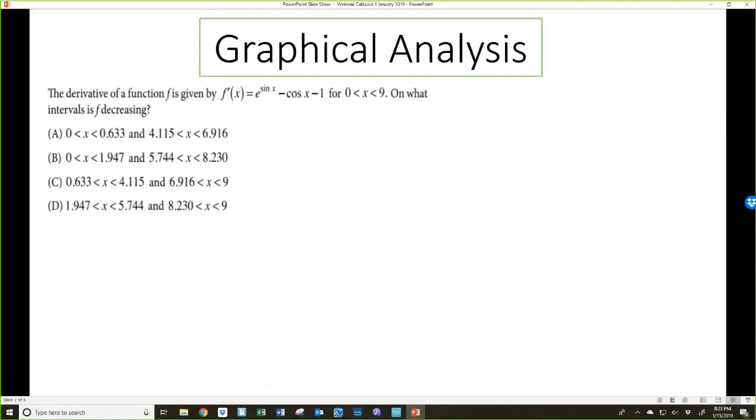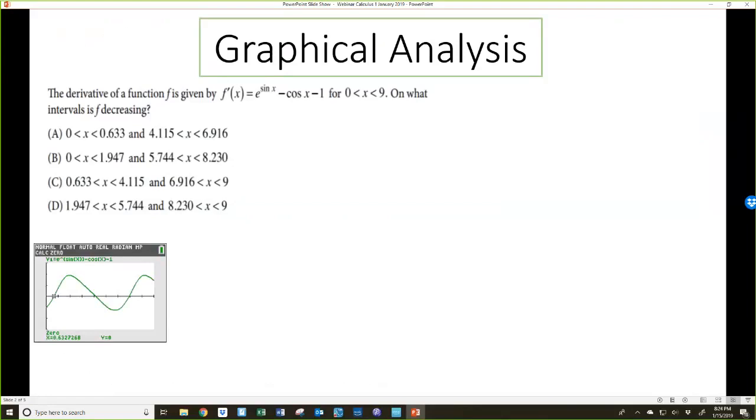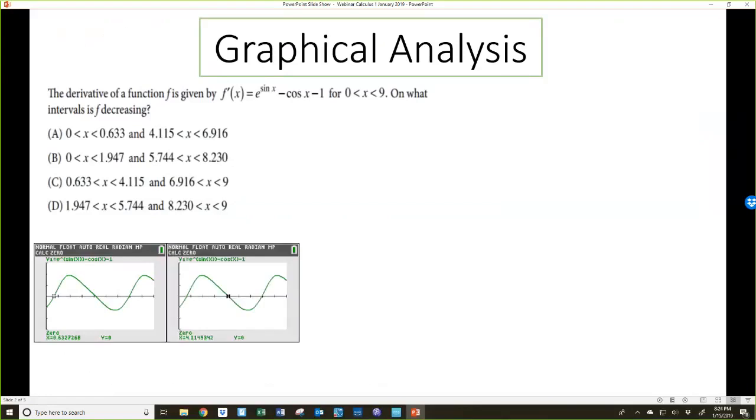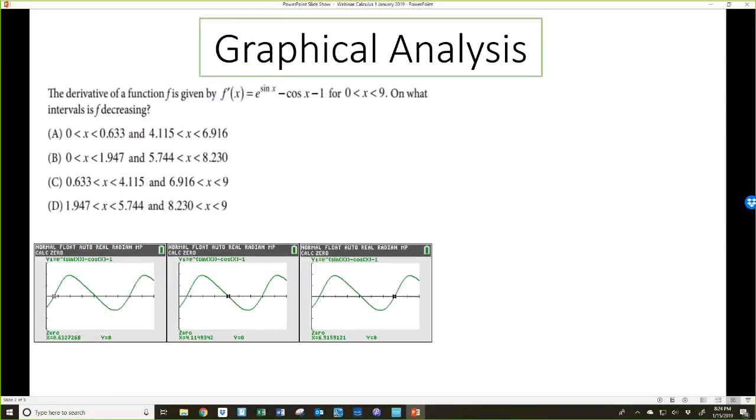This is intended to be a graphing calculator question. We would hope that the students would graph this function rather than trying to work on their home screen with the calculator application. So what I did, first of all, is I have some TI-84 screens. The first screen shows the first x-intercept of the derivative, and then we have the second x-intercept of the derivative, and the third x-intercept of the derivative.